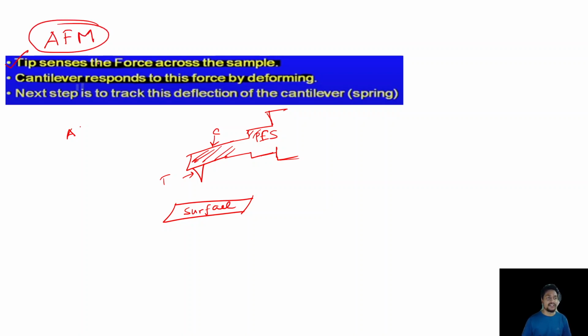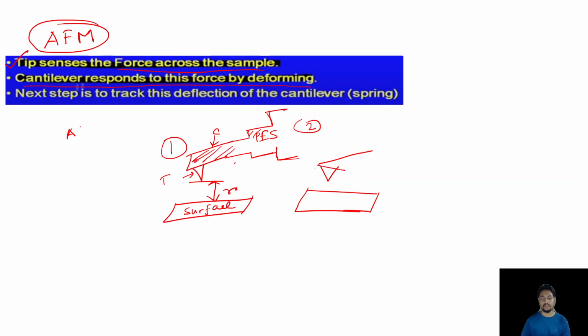At first, the tip senses the force across the sample, right? Then the cantilever responds to this force by deforming. So let's say in this position this is the distance, this is r. Now whenever this tip is approaching, this is the number one situation. Now this tip is in this position, and the distance is r2. So r2 is less than r1.